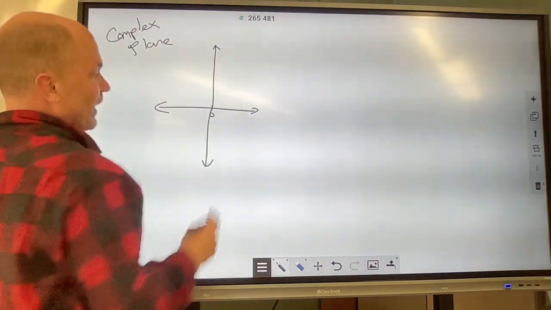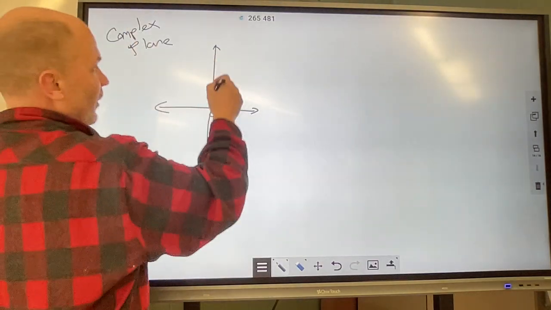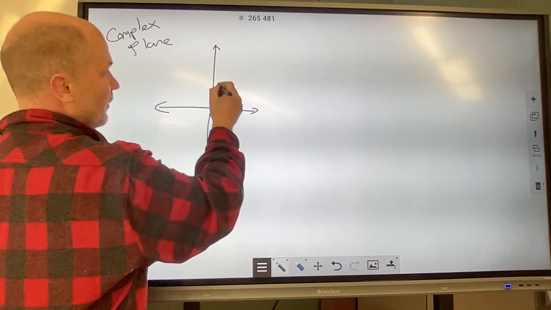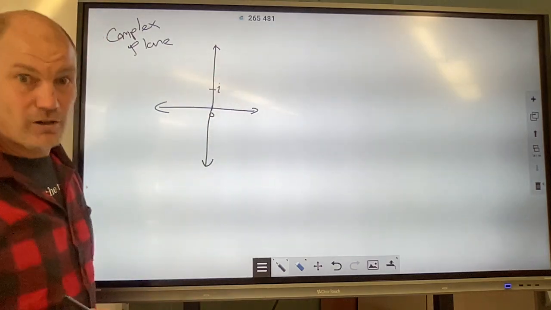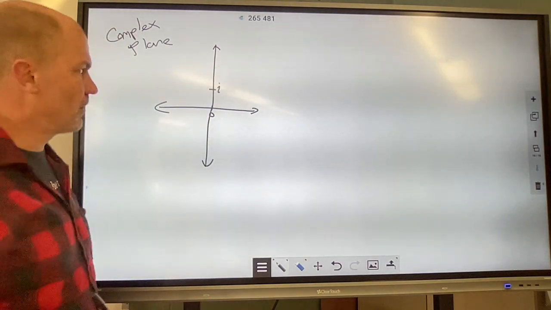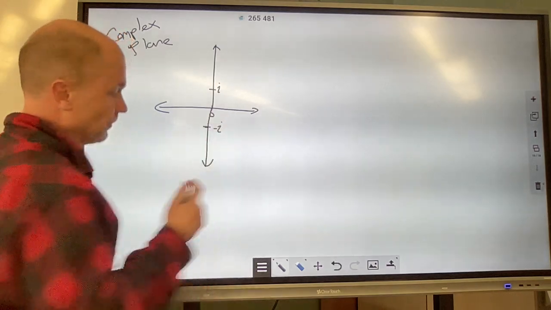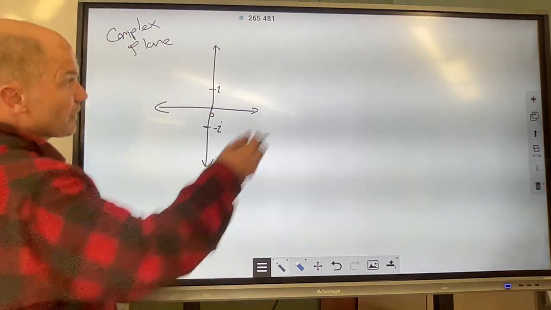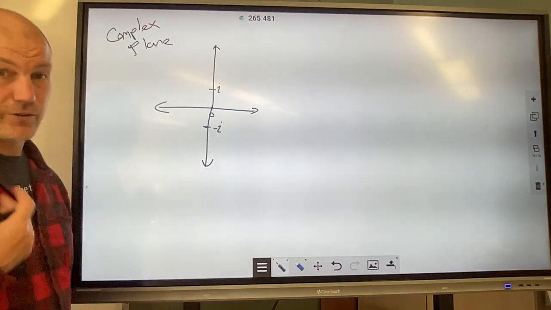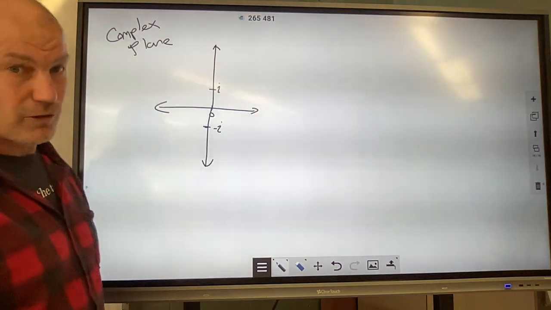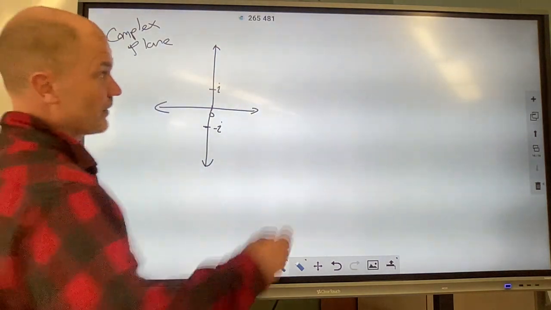So vertically, these are going to be your positive imaginary numbers, which are i. i is the new imaginary number. And down here, we're going to have our negative i's. So every single point on this plane is going to have some information. So let's just talk real quick about what i is.